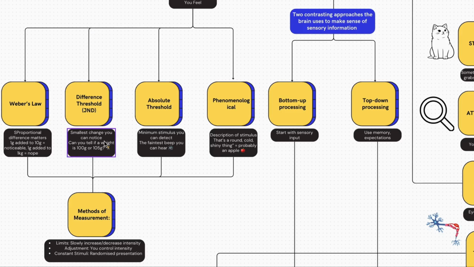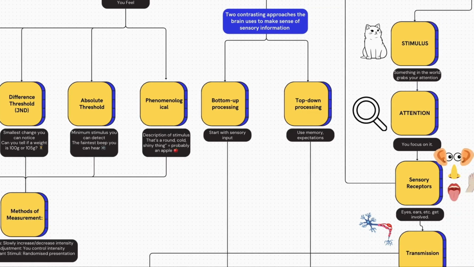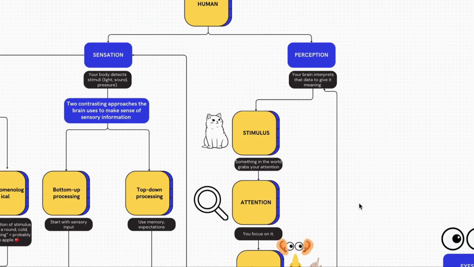Proportional difference matters. If you add 1 gram to 10 grams, you can notice it, but if you add 1 gram to 1 kg, probably not. Difference threshold: the smallest change you can notice. Can you tell if the weight is 100 grams or 105 grams? Absolute threshold: the minimum stimulus you can detect, like the faintest beep you can hear. And phenomenological: description of a stimulus, like round, red, and shiny, probably an apple. These are methods of measurement.